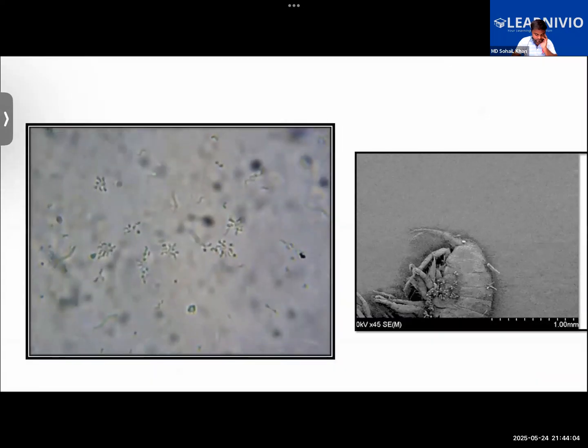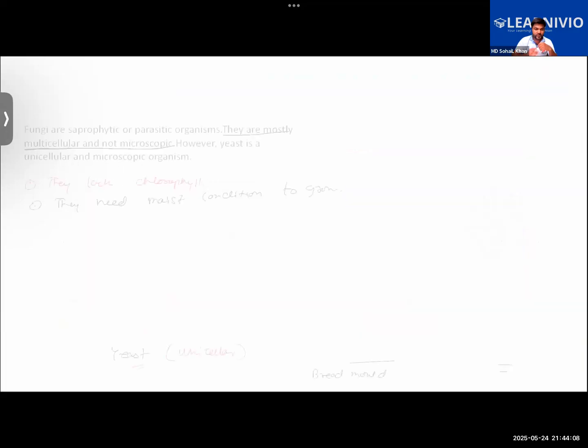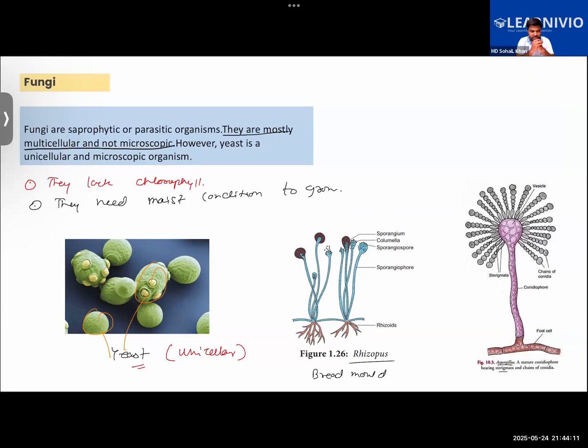Okay. Further, we learned about the fungus also. So fungi are saprophytic or parasitic organisms. They are saprophytic as they will be found growing on dead and decaying organic matter, like on rotting food, right? On leftover food items, there it will be found growing. They are parasitic also, like some of them will be living on the cells of the host organism, and from there it will derive nutrition.